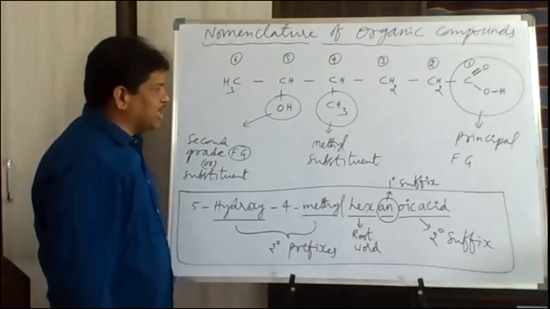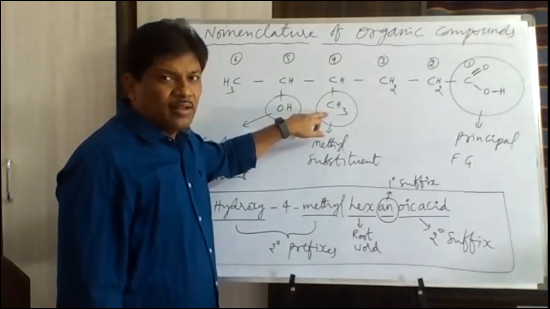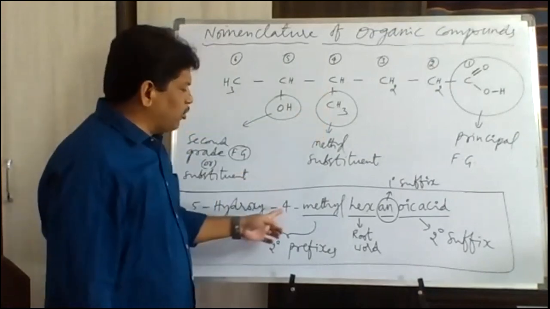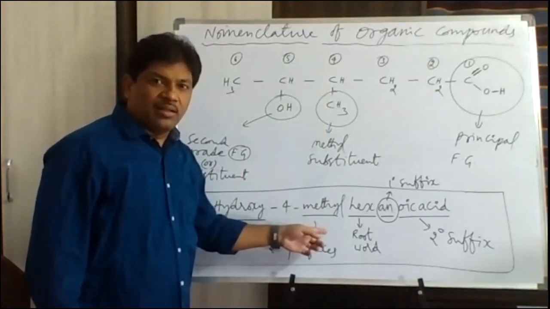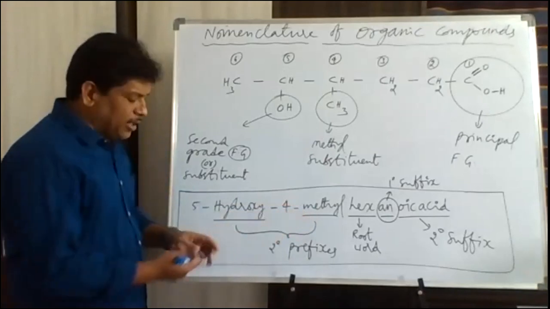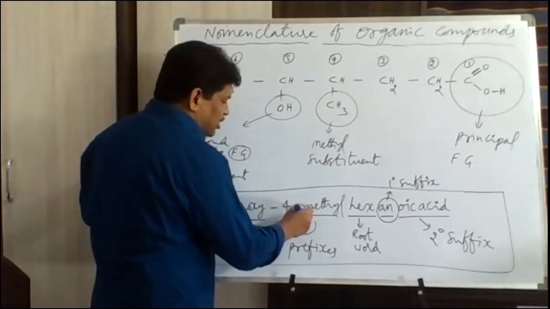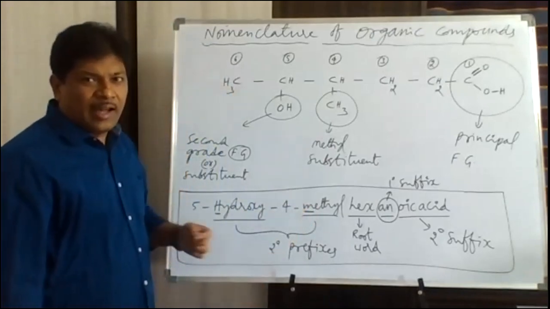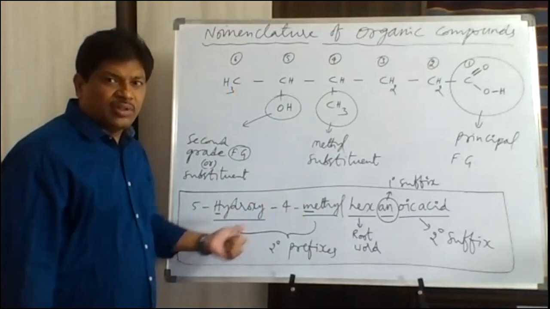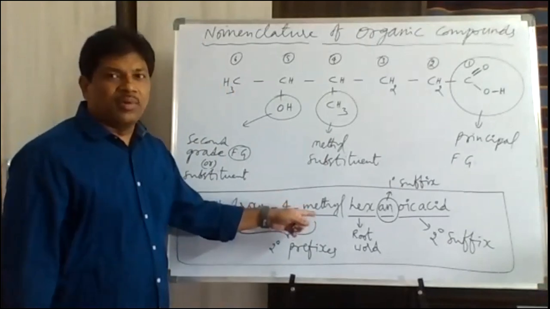Next, on the 4th carbon of the parent chain, how many methyl groups are there? 1 methyl group is present here. So where is this methyl group located? On the fourth carbon atom. So we say 4-methyl. And why have we written 5-hydroxy first, and only then 4-methyl? In hydroxy, the first letter is H, and in methyl, the first letter is M. Alphabetically, H precedes M. H will come before M in alphabetical order. That's why we first write hydroxy, then we write methyl.